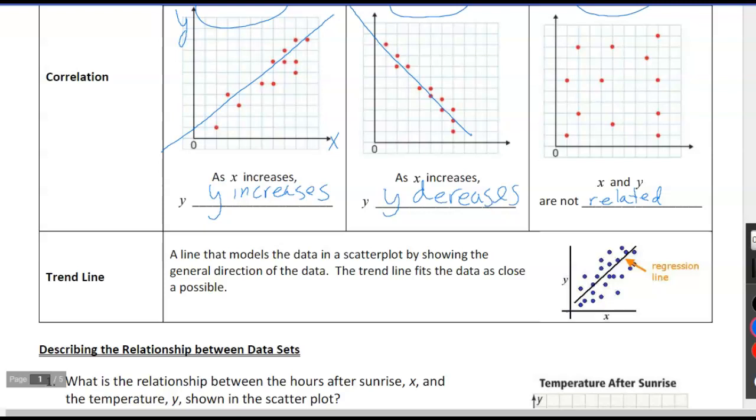So if I were to draw a line this way, that doesn't fit the general direction as close as possible. Same thing if I went this way. But this one here that goes kind of right through the middle, through most of the data, and follows that trend, that would be a good regression line or trend line, line of best fit. They're all kind of used interchangeably, so a lot of vocab there that all means the same thing.